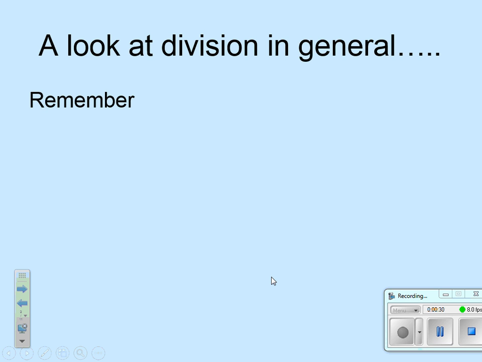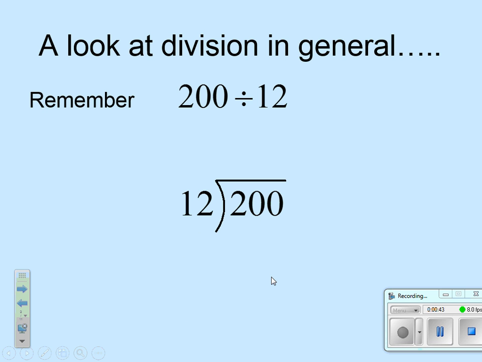Let's look at division in general. Do you remember taking 200 divided by 12 and saying how many groups of 12 go into 200? Well, you can do that, or you can set it up in this long division that you also learned in 5th or 6th grade.